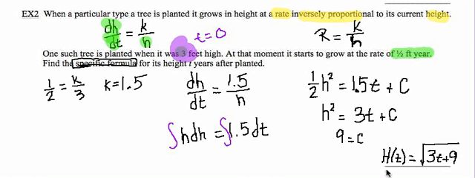which looks like this. You give me the time in years, I'll tell you how tall the tree is, and it's a square root function. A square root function, when graphed, generally looks like that. So at the beginning of the tree's life, it's growing quickly, and as it gets taller and taller, the tree slows down. And we're done with example 2.